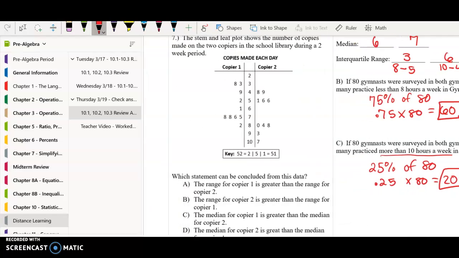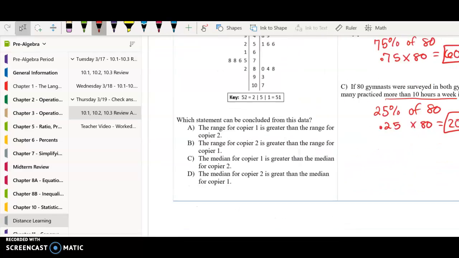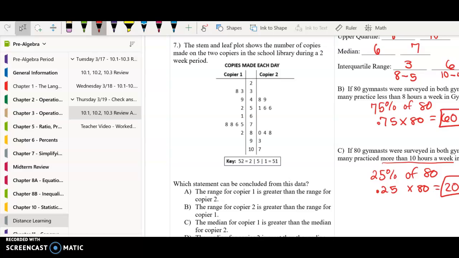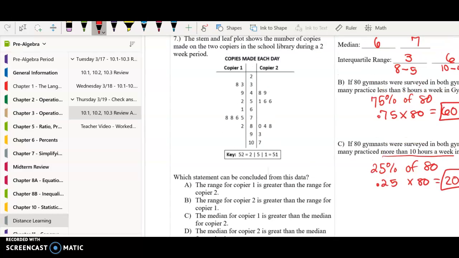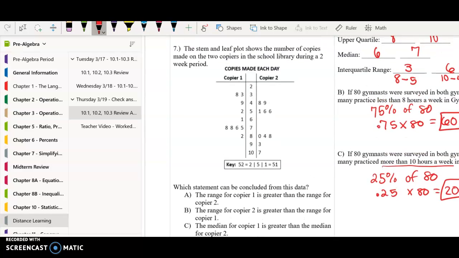All right. So last problem here. They give me a double stem and leaf plot talking about two copiers. Very exciting. So which statement can be concluded from the data? It's talking about the range and the median. So I'm going to have to go through and find the range and the median for each of these. So this first one, if I look at the key and look how to read this, it says this side 52, this side is 51.